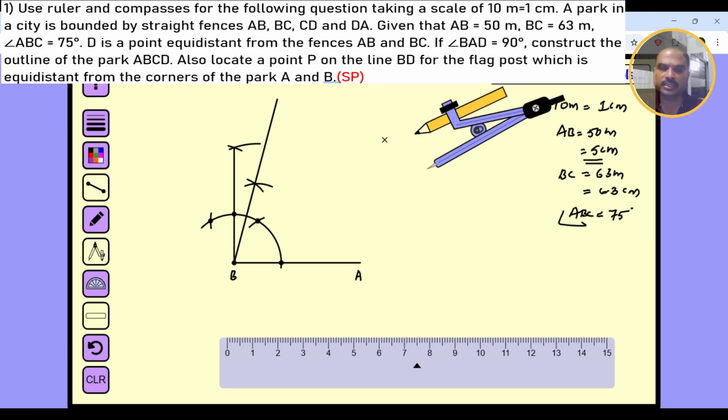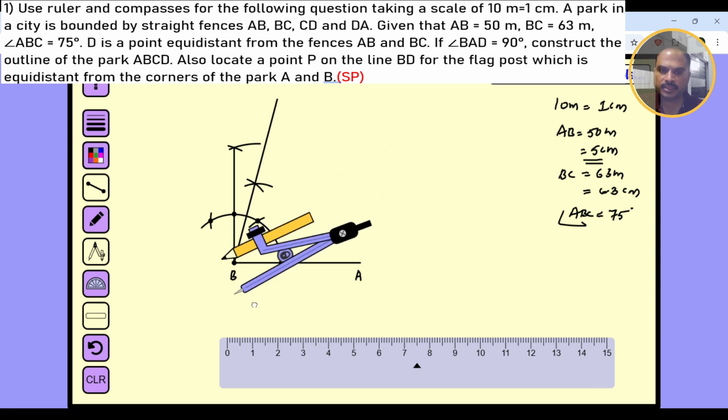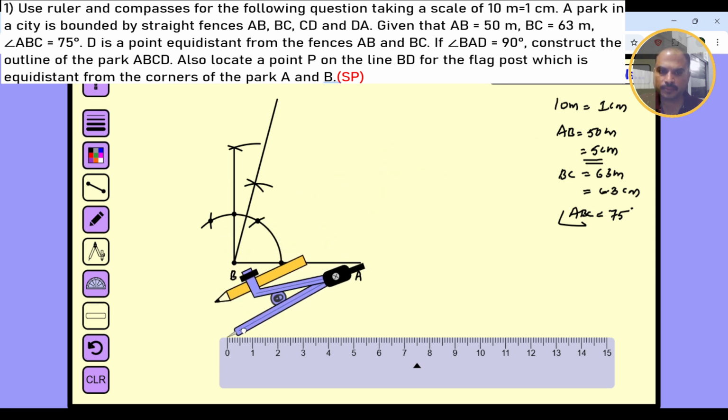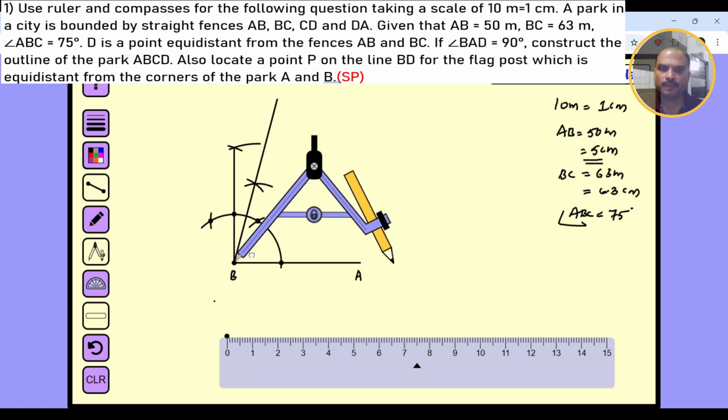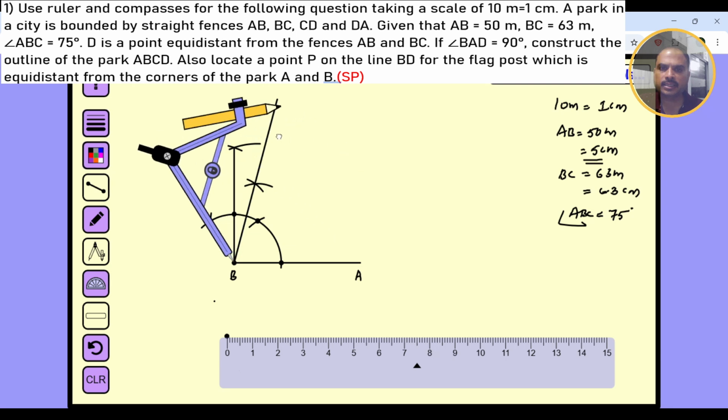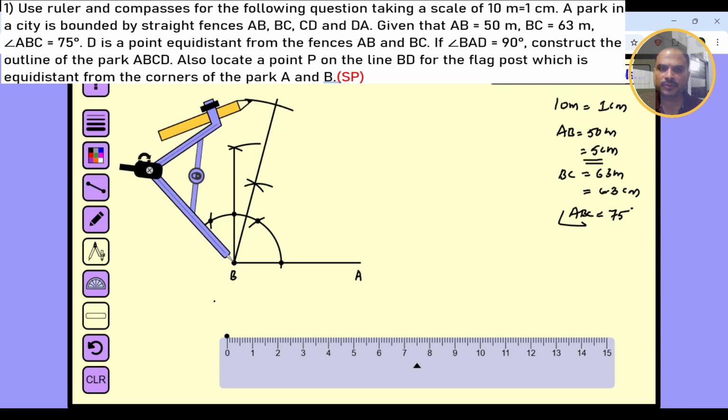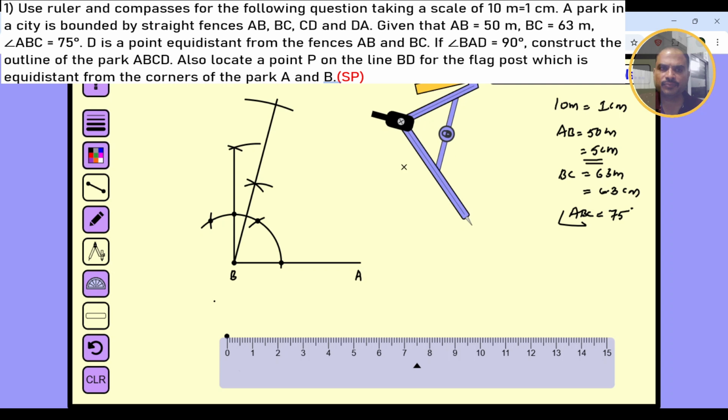BC is 6.3 centimeter. So now I will measure 6.3 centimeter in compass because BC is 6.3 centimeter. I'll keep it at B and cut this 75 degree line. So this will give me C. Okay, BC is 6.3 centimeter.